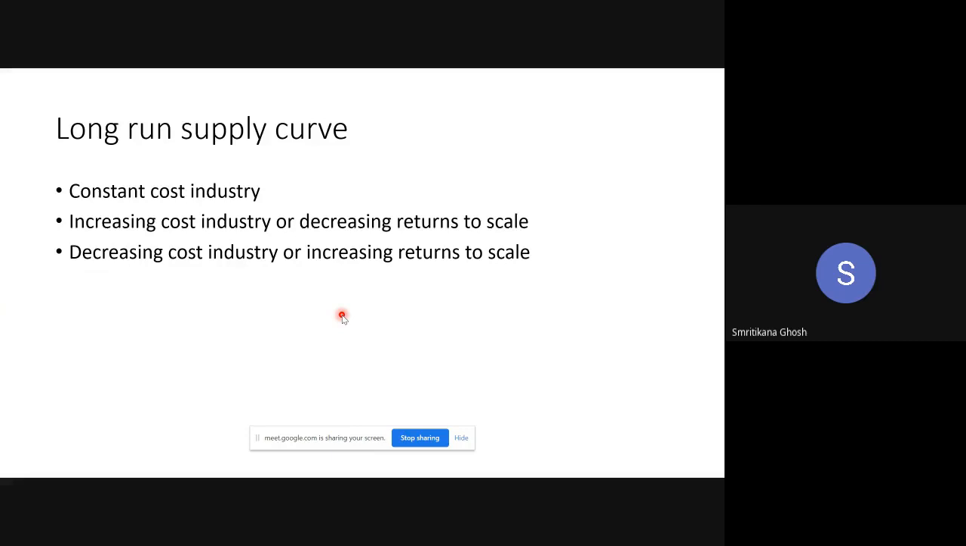So based on these three types of industry structure, long run supply curve of the perfectly competitive industry will be different. The shapes will be different. It will take a bit time to explain each of these diagrams. I have those diagrams, but it will take a bit time. So it's better to stop here for today. In the next class, we will explain this diagram.